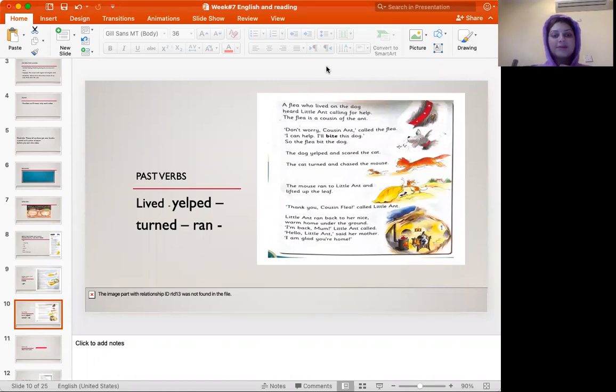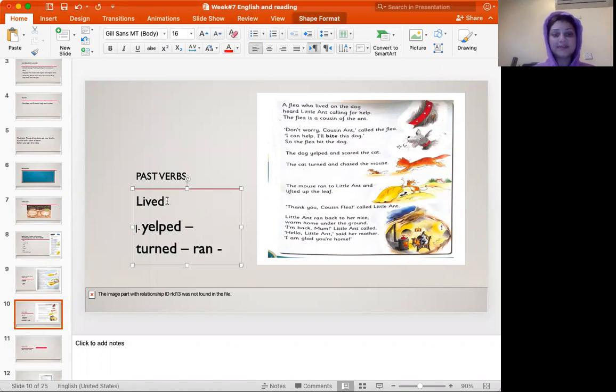Now let's go back to present and past. As you can see, the word lived, is it regular or irregular verb? Yes, I can hear someone saying that is regular verb. What about yelped? Yes, regular verb. Turned. Yes, can you see the ed? Regular verb. Ran. Yes, irregular verb. The present is run.